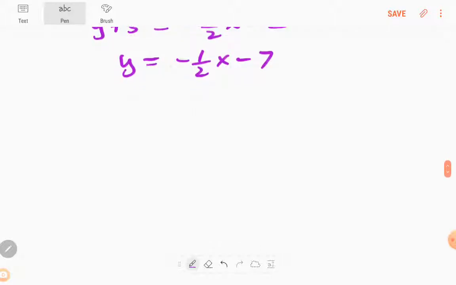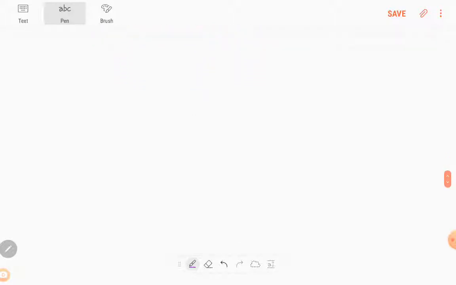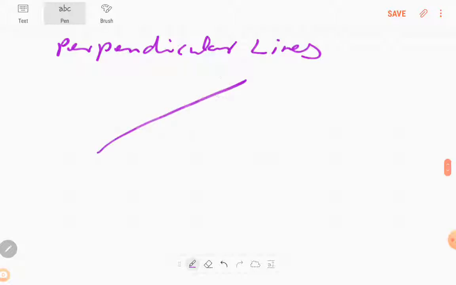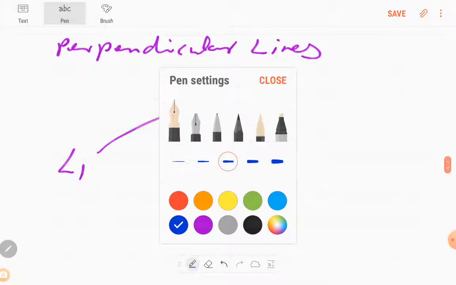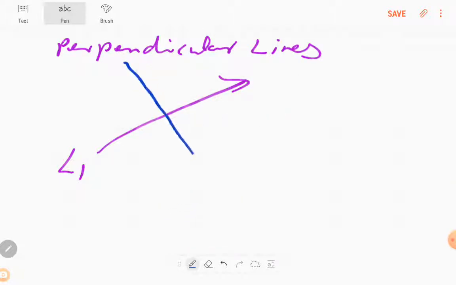Okay, now we can look at perpendicular lines. So two lines are perpendicular if they cross each other at 90 degrees. So you have line 1 going this way, and then a second line, line 2. Well, line 2 will cross it at 90 degrees. So when two lines cross each other at 90 degrees, they're perpendicular to each other.